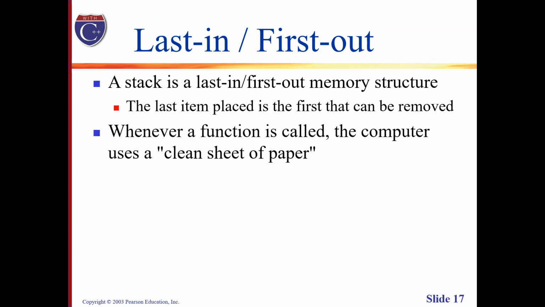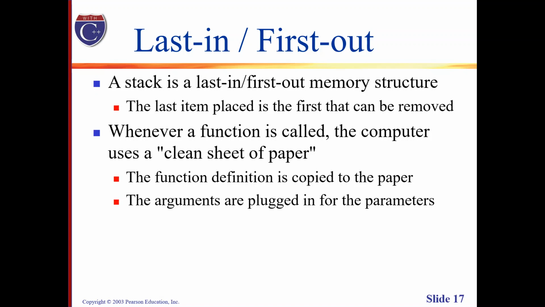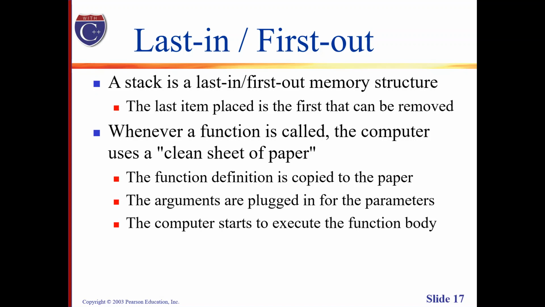Whenever a function is called, the computer uses a clean sheet of paper, or in this case, a new memory address where the new data can be stored. In this case, the function definition is copied to the paper, or shall we say, to that memory location. Then the arguments are plugged in for the parameters. Then the computer starts to execute the function body.